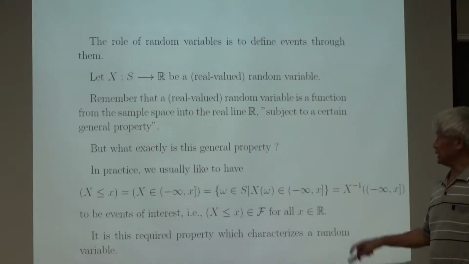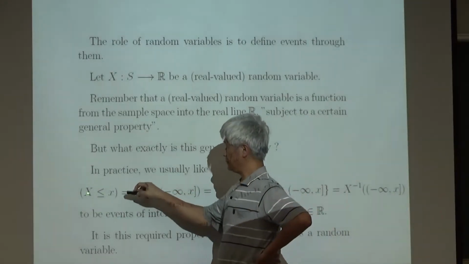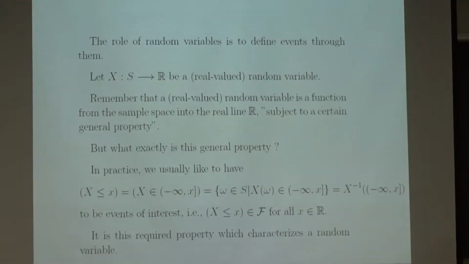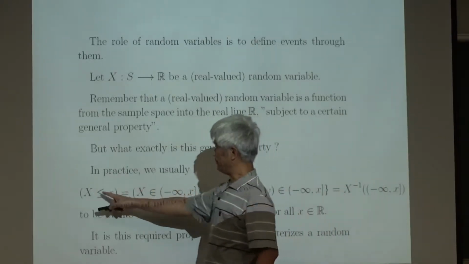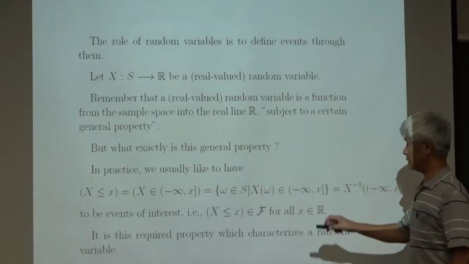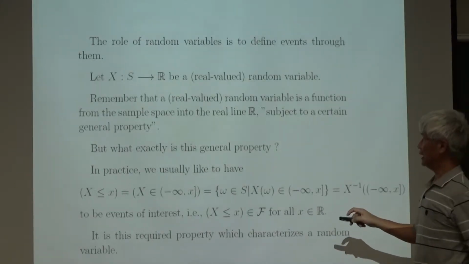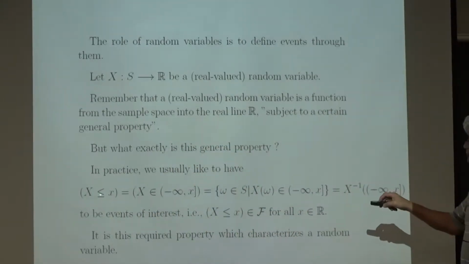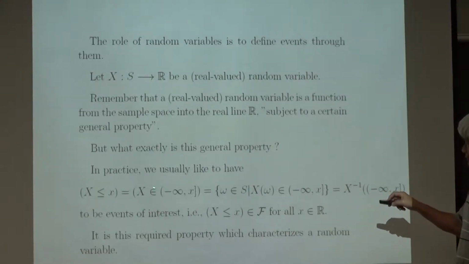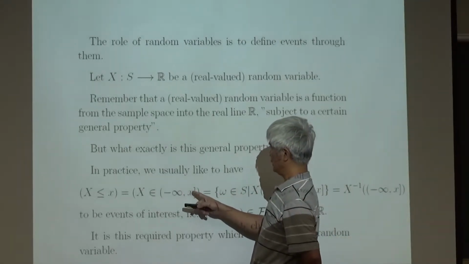What exactly is this general property? We will try to answer this question. In practice, because we model our running experiments, a random variable is the output of a measurement device. So if the measured value X is less than or equal to x, and from our notation, we know that this is the same as saying the value is in this range, from minus infinity up to x, including x itself.